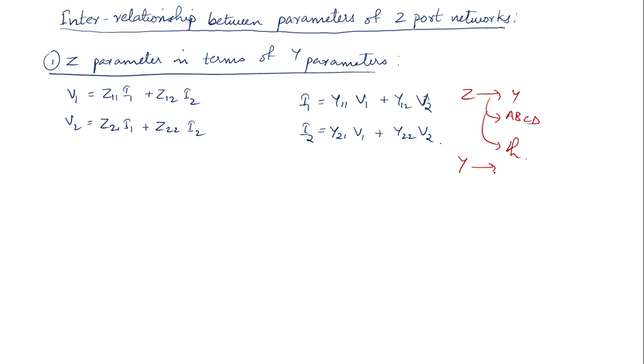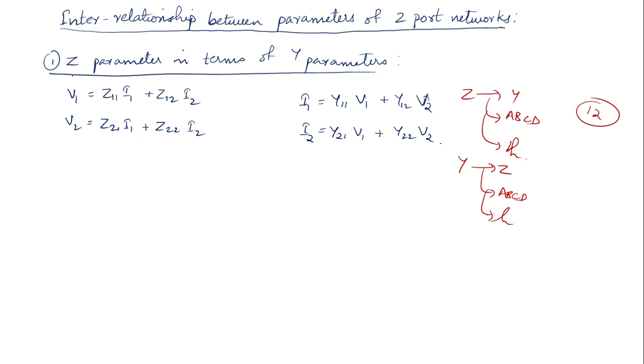Similarly, the Y parameter you can find in terms of Z, ABCD and H. Similarly, all the parameters can be converted into the other parameters. There will be approximately 12 relationships, and it is not easy to study all of these equations. So you can just know how to convert one parameter into another parameter.